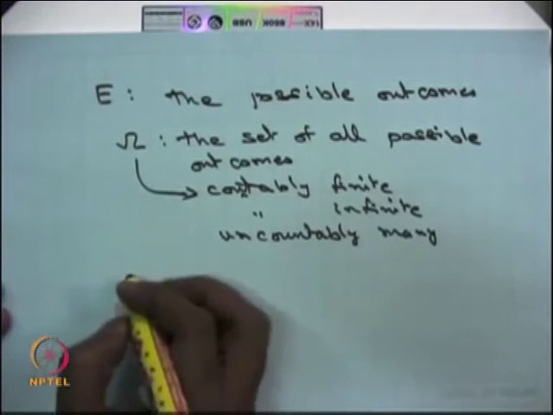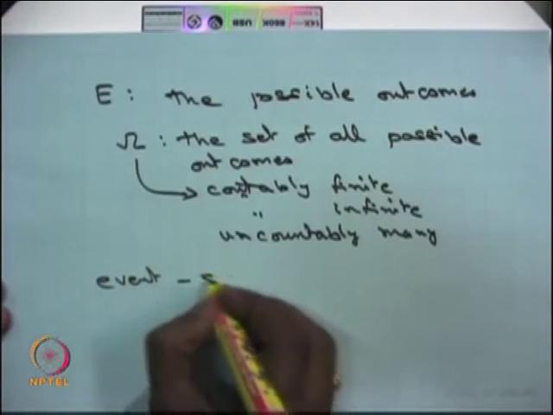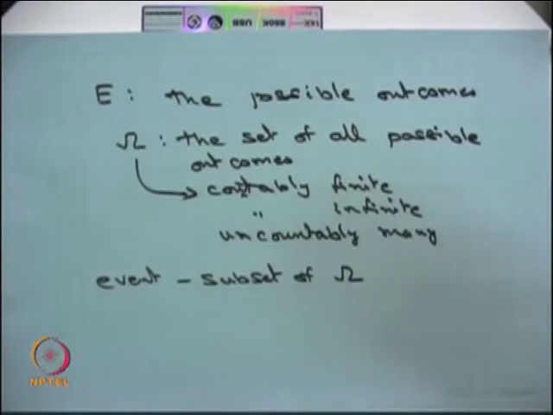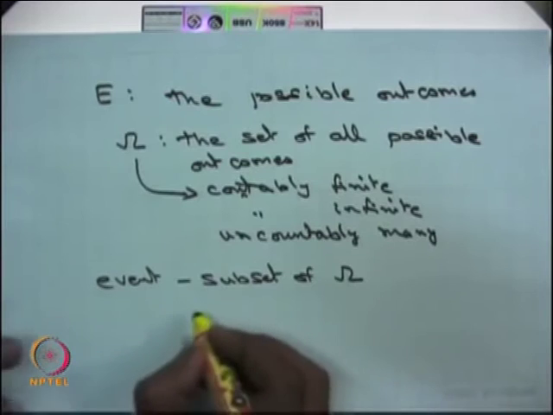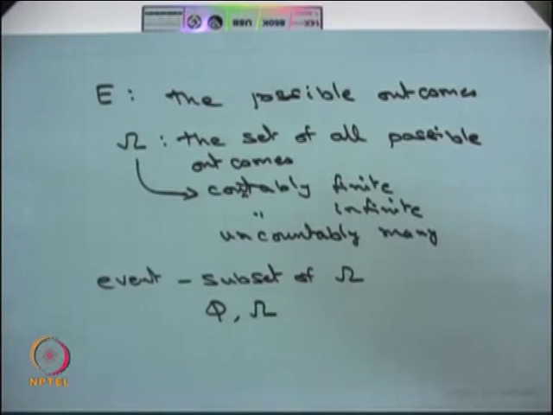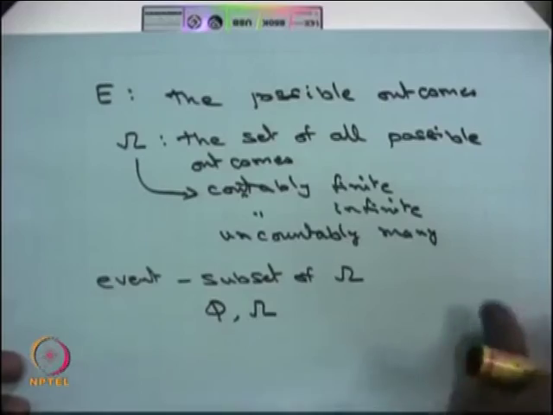Once you have omega, then we can go for creating the event. The event is nothing but a subset of omega. So, the possible events start from the empty set, as well as omega, and you can create all the possible subsets of omega, that also form events. Next we are going to make a probability space.